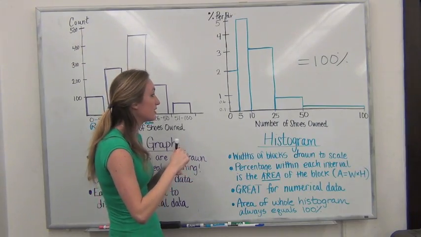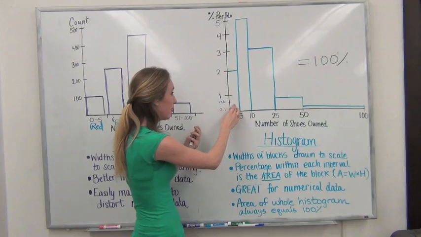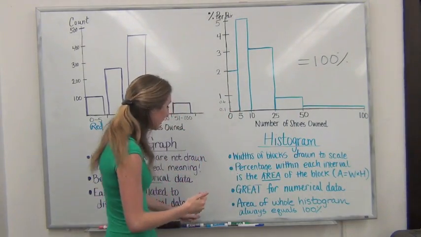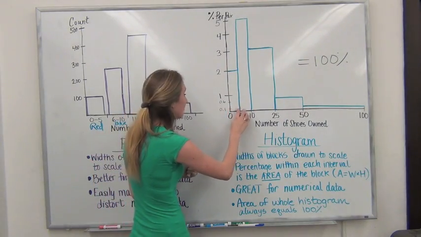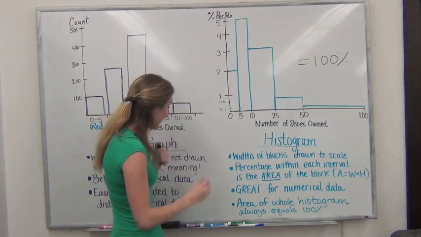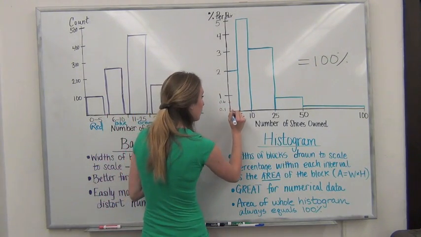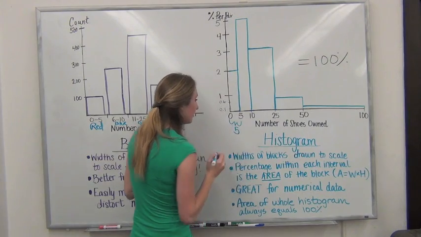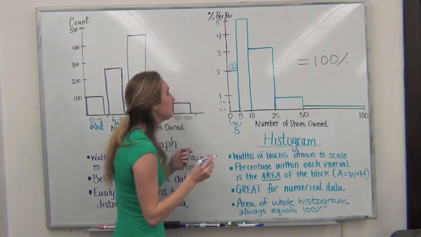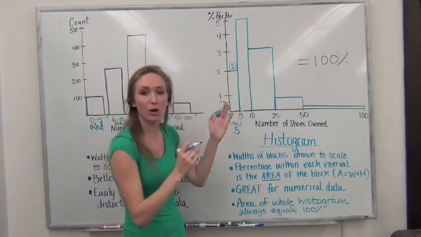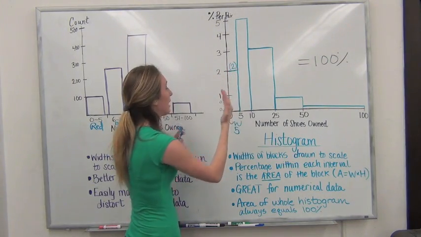So if we wanted to understand the percentage of the individuals within each block, we just find the area of that block. Because the percentage of individuals within a block is represented by area, which is the width times the height. So let's examine this first interval of 0 to 5 shoes. We know that this has a width of 5, and it has a height of 2. 2 what? 2% per pair, meaning the percentage of students that own that individual number of pairs of shoes.